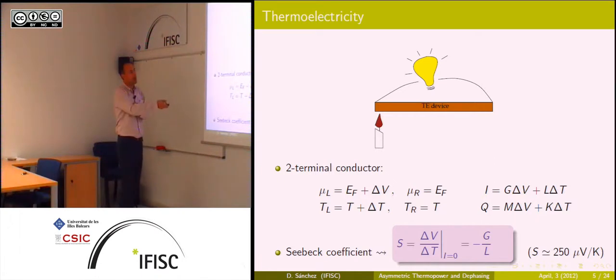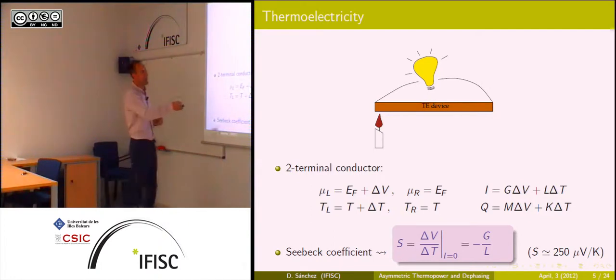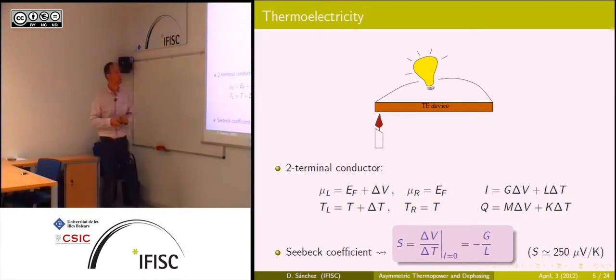Then the current in linear response. It is not clear, of course, that this linear response is valid here, right? But just suppose for the moment that we can express the current just by using linear coefficients in the forces, okay? So we have a current which would be proportional to the voltage that we apply and to the temperature bias that is present in the conductor.